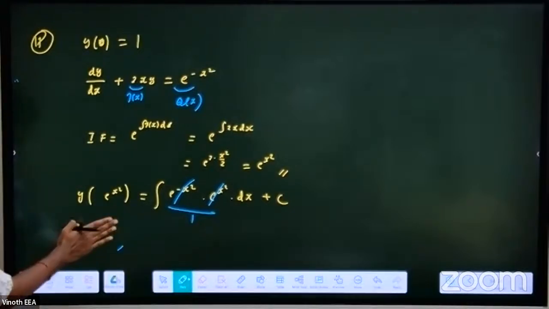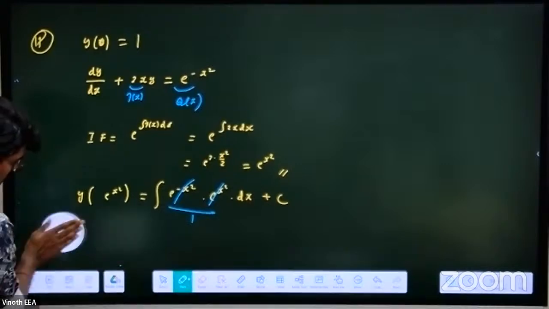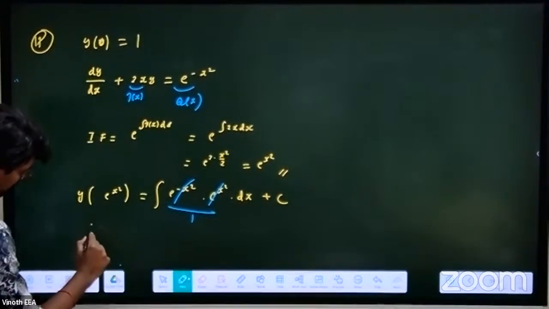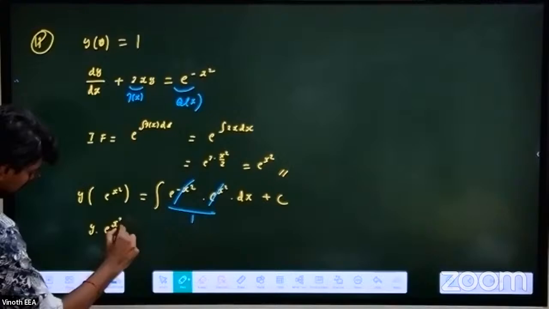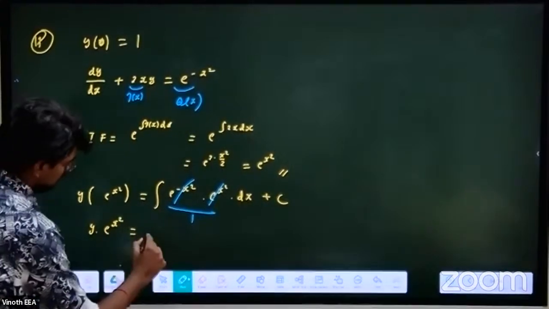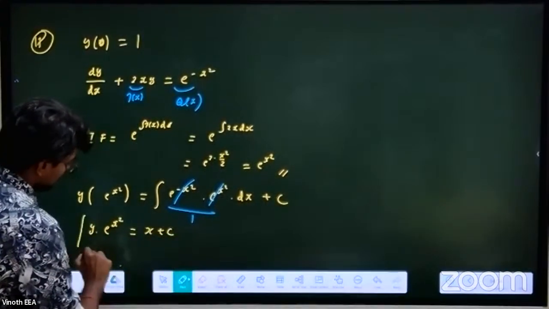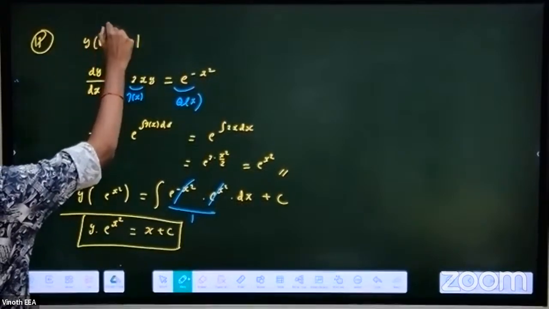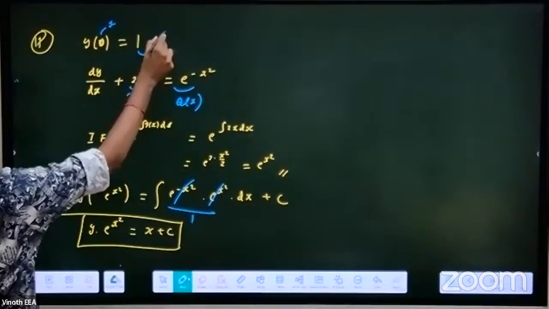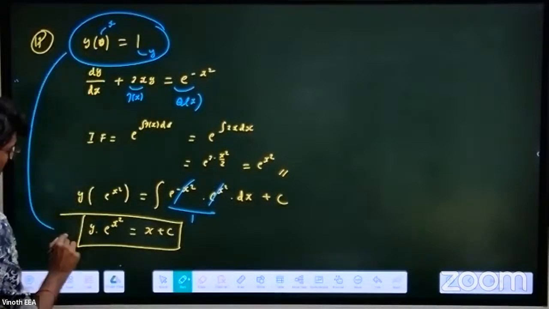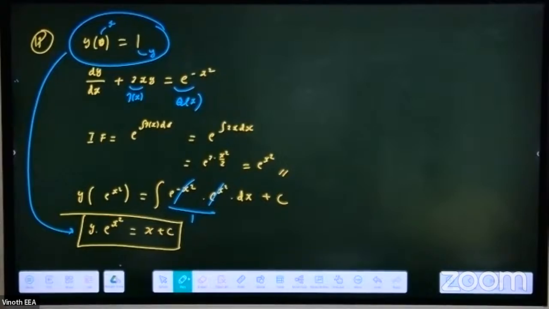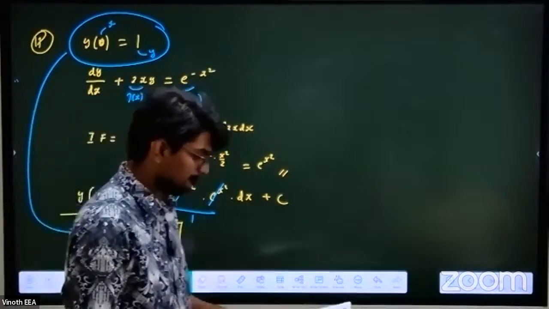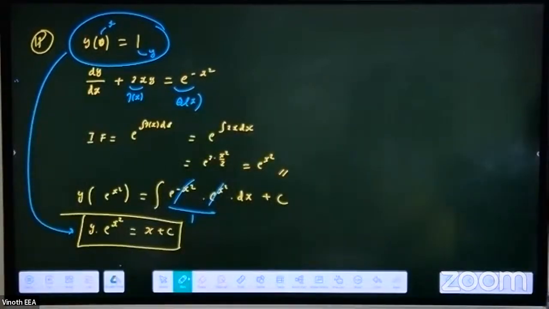Now y into e power x square is equal to x plus c. Boundary conditions: this is my x, this is my y. Substitute this boundary condition here and find c. You can move to 18.